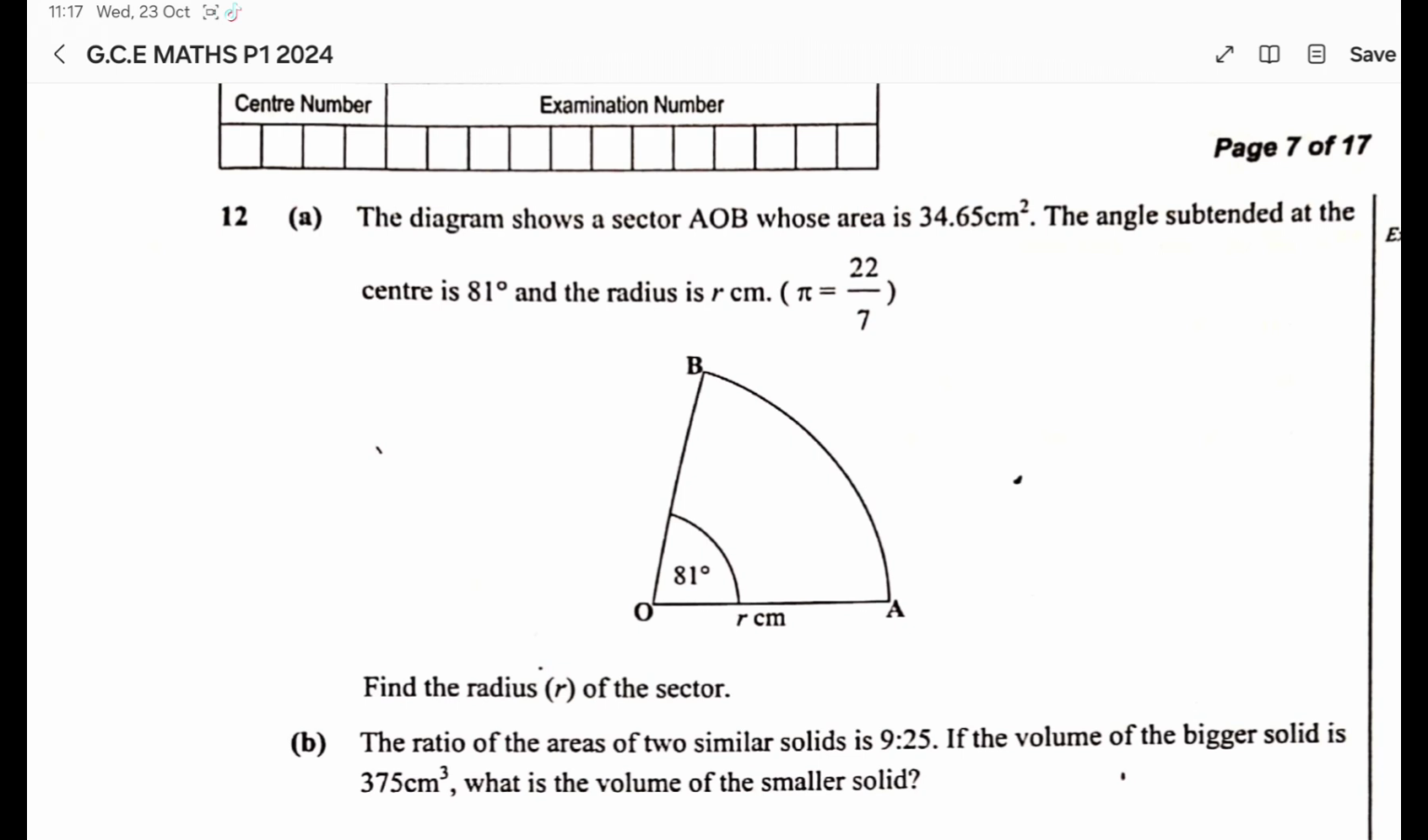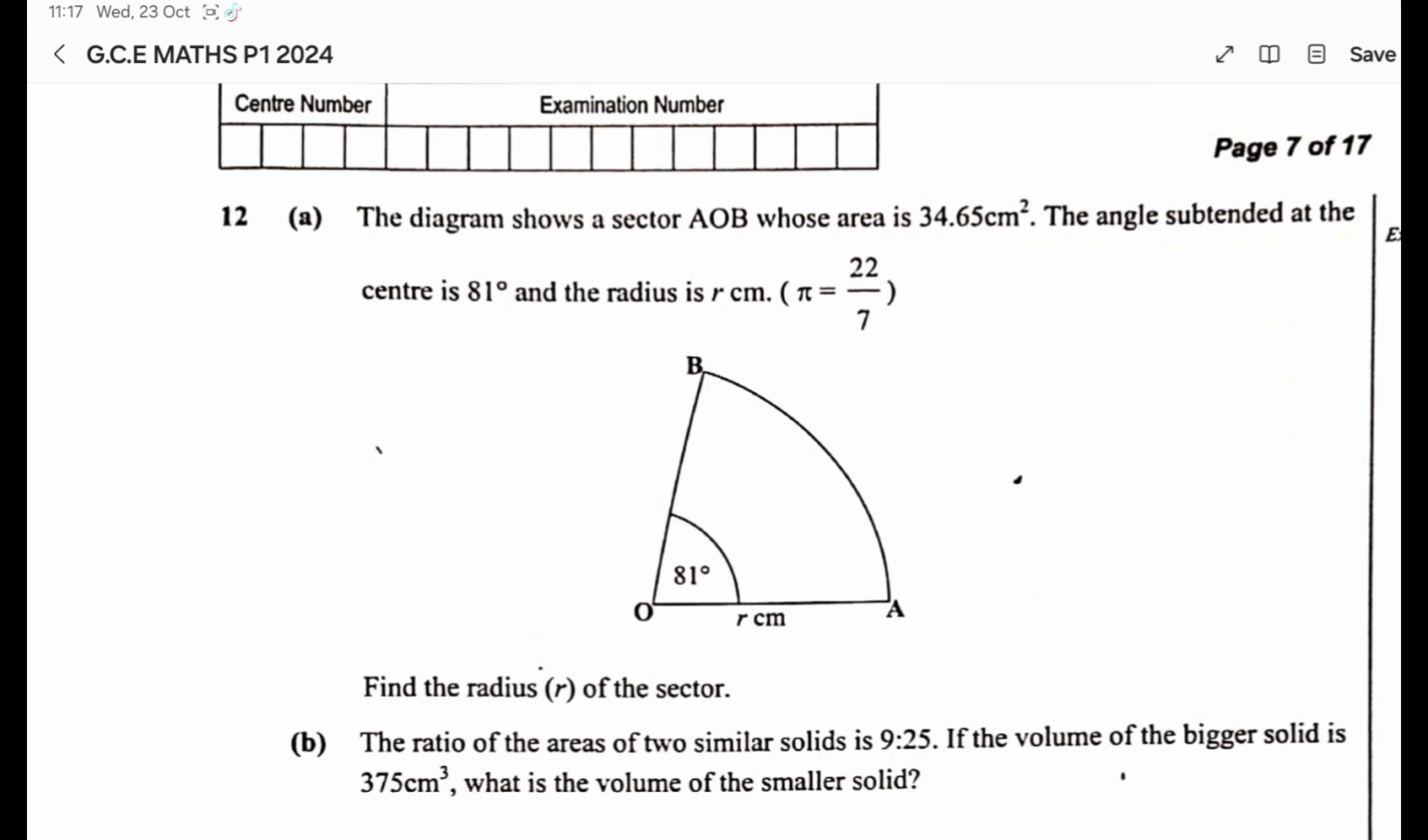So question number 12 part A reads, the diagram below shows a sector whose area is 34.65 centimeters squared. The angle subtended at the center is 81 degrees and the radius is r centimeters. We are advised to take pi as 22/7, and the question is find the radius r of the sector.